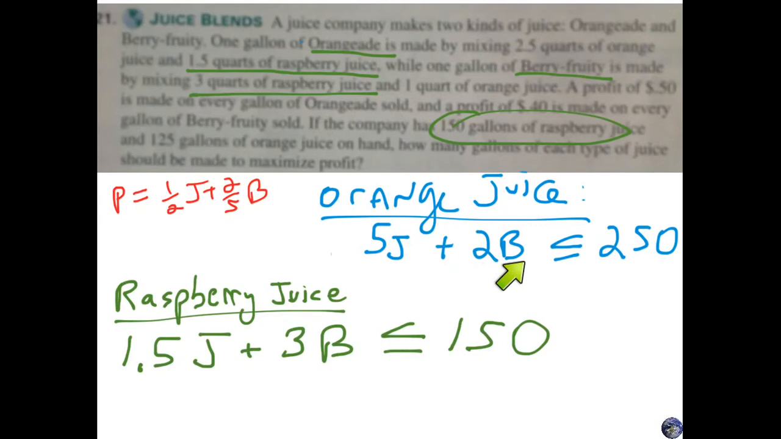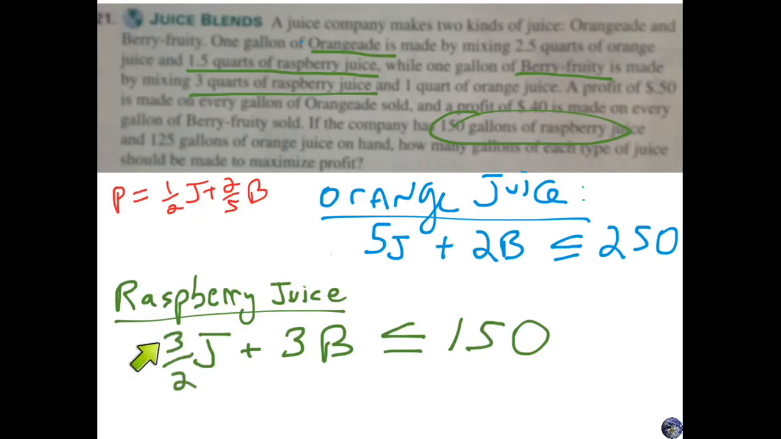So at this stage, we've got 2 constraints, but it turns out there's more. The implicit constraint is that I can't make a negative amount of orangeade, and I can't make a negative amount of berry fruity. So basically, we're restricting ourselves.